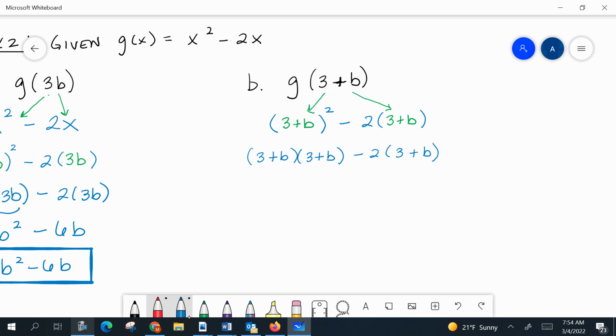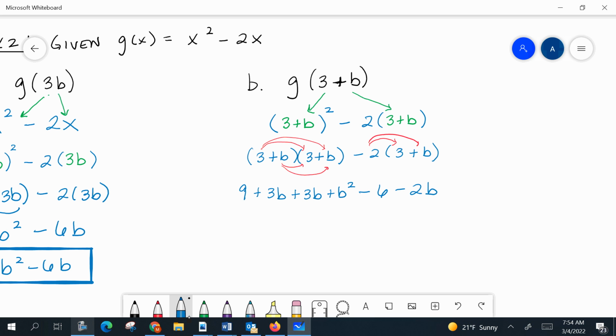With the first multiplication, we're going to have to double distribute, or maybe you know it as FOIL, correct? So 3 times 3 is 9. 3 times b is plus 3b. Now we're going to take the b times 3 right here and get another plus 3b. And finally, b times b gives plus b squared. And then we have another little distributing here. So this is going to be minus 2 times 3, and then minus 2 times b, which is minus 2b.